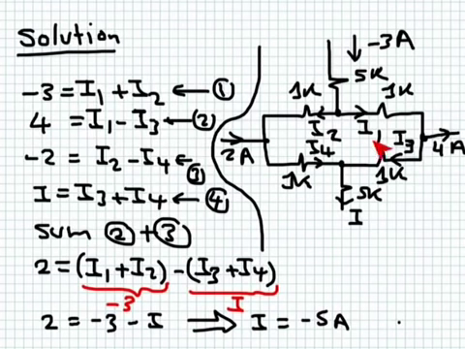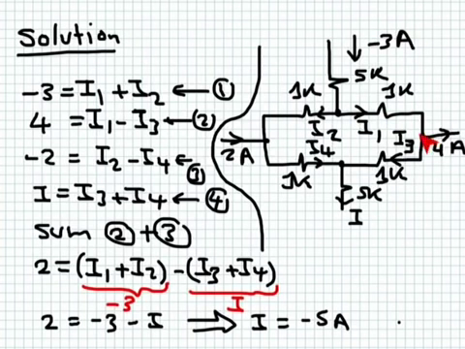I assume they have a current I1 in this branch flowing this direction, I2 flowing in this direction, I3 flowing in this direction, I4 flowing in this direction. Now let's apply KCL. Here, the current flowing in is equal to the 2 currents flowing out. So minus 3 is equal to I1 plus I2.